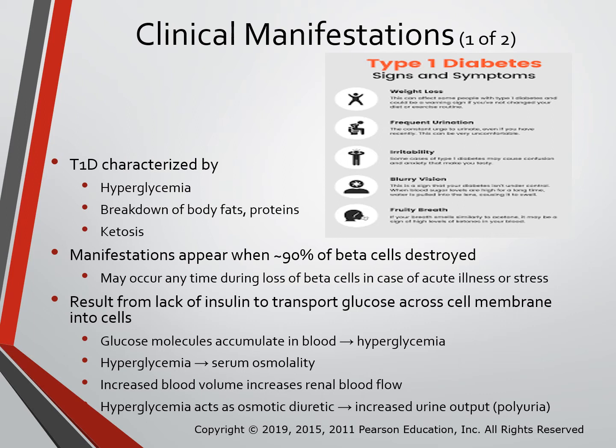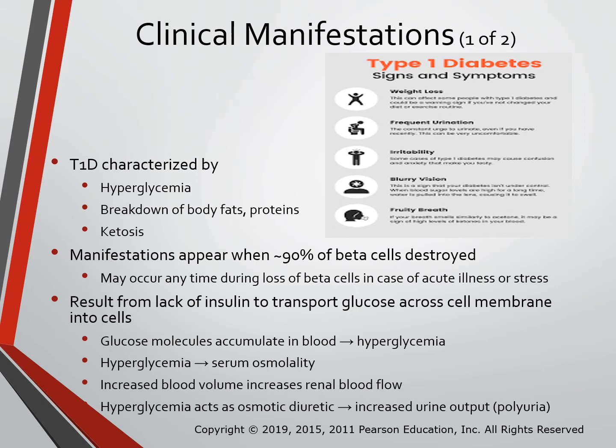As the manifestations appear, approximately 90% of the beta cells are destroyed. Manifestations may appear at any time during the loss of the beta cells, if an acute illness or stress increases the demand for insulin beyond the reserves of those damaged cells. The chemical manifestations are from a lack of insulin to transport glucose across the cell membrane into the cell. The accumulation of glucose molecules in the circulating blood results in hyperglycemia.